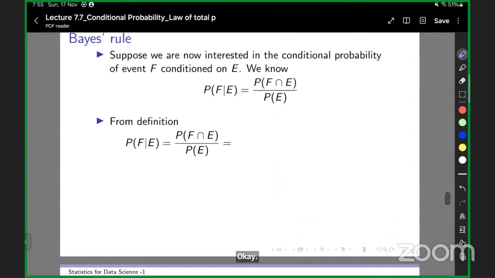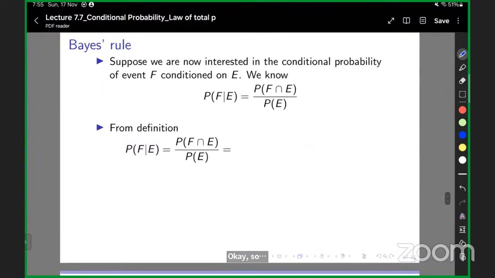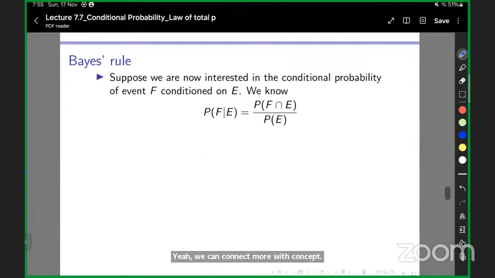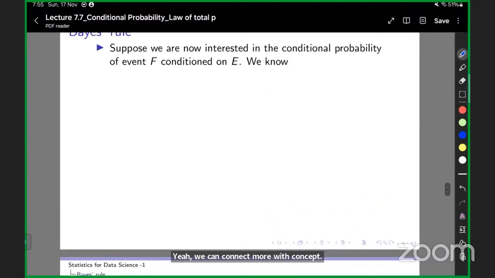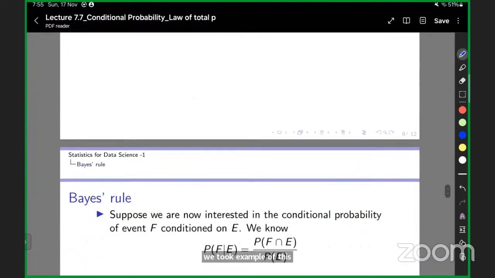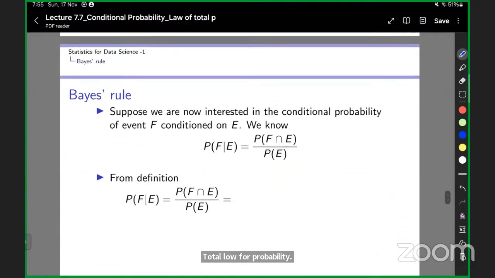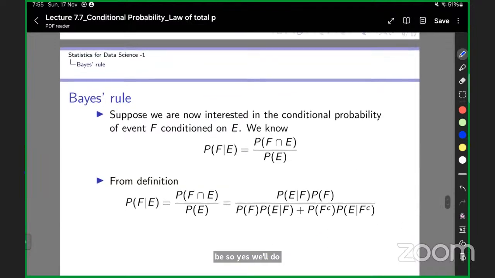Okay. A request: please explain formulas by using examples. Yeah, we can connect more with concepts. Yes, we did that, right? So we took an example of dependent and independent cases. We took an example of the total law of probability. We did it. So yes, we'll do it for Bayes rule as well. Don't worry. Okay. Thank you, sir.